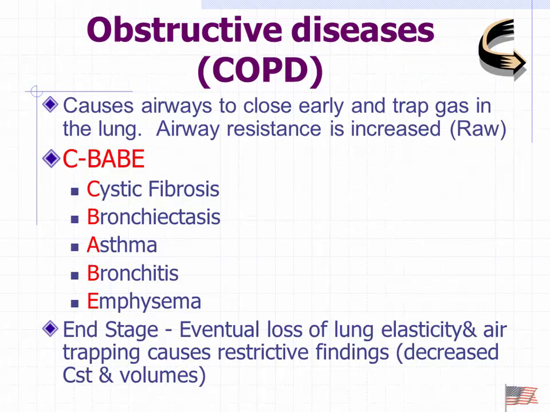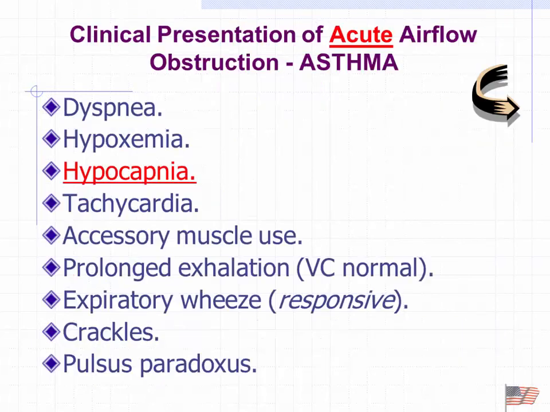So obstructive lung diseases are caused when we have gas that is trapped. The CBABE are the primary ones that we talk about. And again, towards the end, you end up having loss of lung elasticity and air trapping, causing what ultimately looks like a restrictive process because they can't get the air in and they can't get the air out. They end up with a barrel chest and wide ribs on a chest x-ray, or wide space.